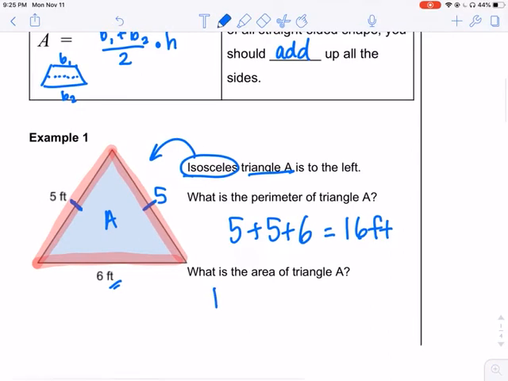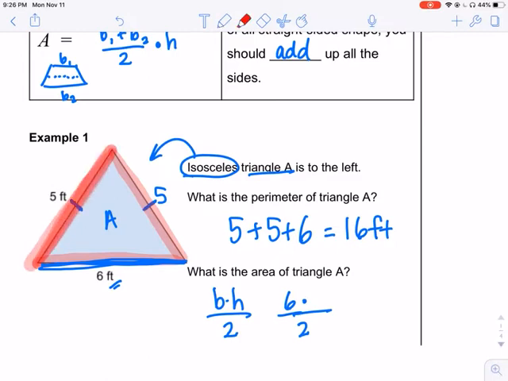Area is base times height divided by 2. I know that the base, the bottom number, is 6, so I know that's 6 divided by 2 here. But I need to know what the height is. And the height is not this side over here. That's a diagonal, so it is not that side. What I need to know is how tall this is here.